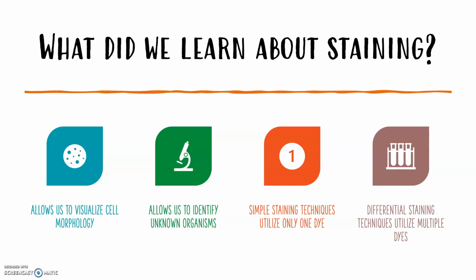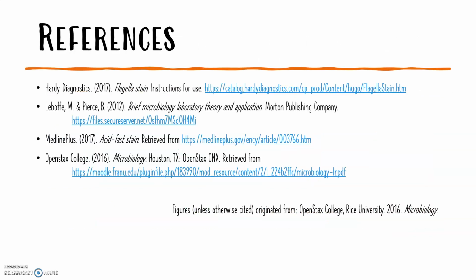We also learned that simple staining techniques utilize only one dye that either stains the cell or the background to emphasize the organism's cell morphology. And finally, we learned that differential staining techniques utilize multiple dyes to differentiate organisms into groups based on the components of their cell walls.